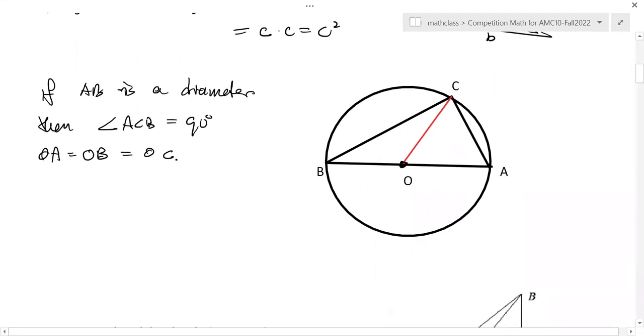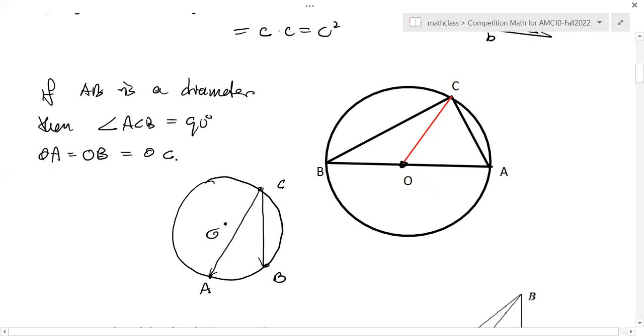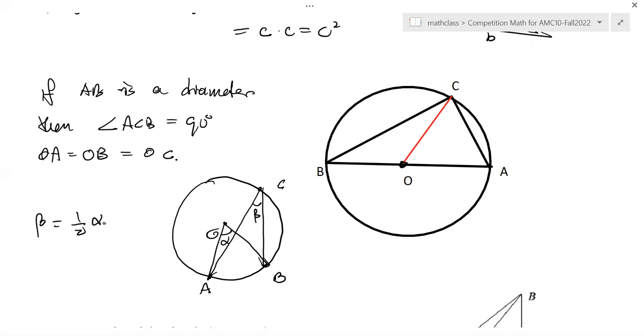And more generally, and I hope you remember, if you have a circle here, take arbitrary points A and B, and that's C, and that's O, and you draw the lines here. If this is alpha, this is beta, then beta is going to be half of alpha. It doesn't matter the location of the point C. When you move C around the circle, as long as A and B are fixed, the angle will never change. You can do some experiments when you get home.